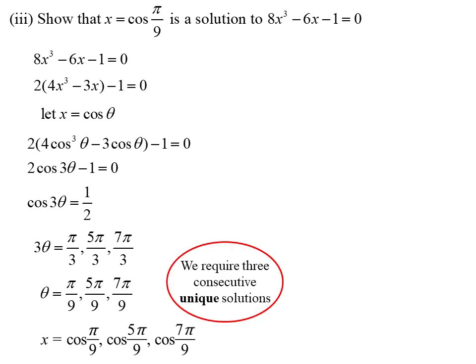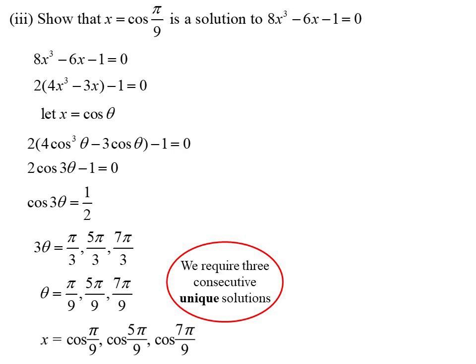Now, 3 consecutive, notice I've bolded unique there, because some will give the same answers. Unless there's a double root, if there's a double root, we're expecting 2 that would give us the same answers. But if there's not a double root, then we would skip that and go to the next consecutive one. We just need 3 consecutive unique solutions for this one, because there are no double roots in this. But that's what theta is.